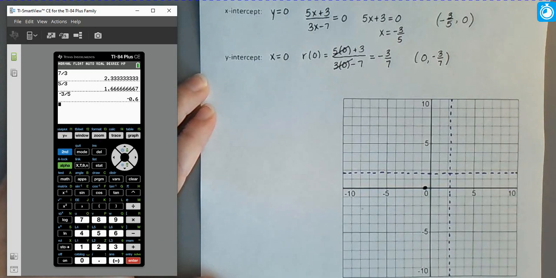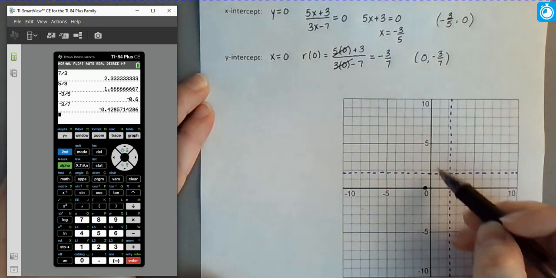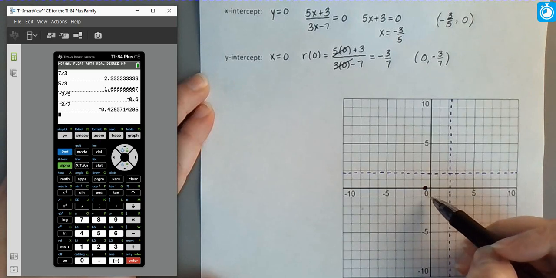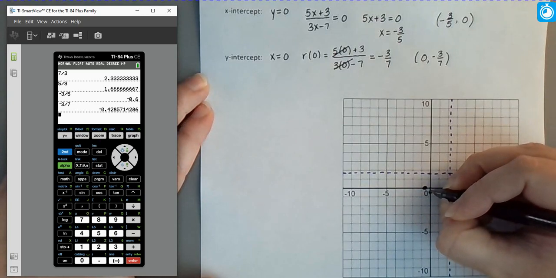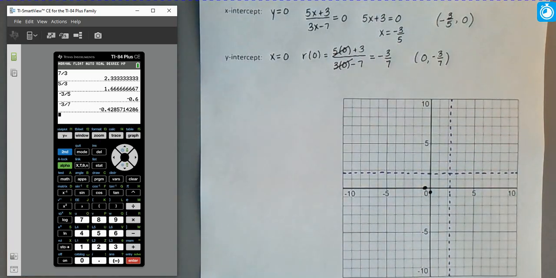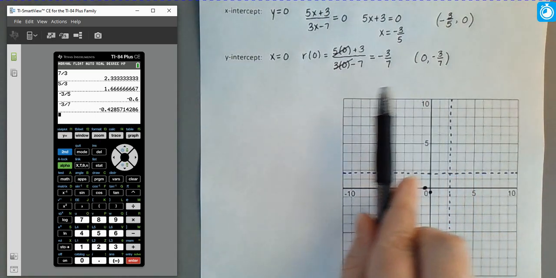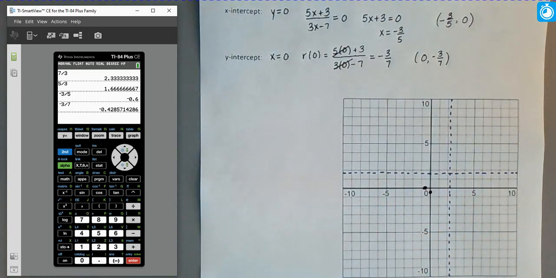Okay, now our y-intercept is at -3/7. If we get an approximation for that, about -0.4. So we cross the y-axis between 0 and -1, a little bit closer to 0 than to -1, so somewhere around there. Okay, so that gives us our 2 points to the left of our vertical asymptote.